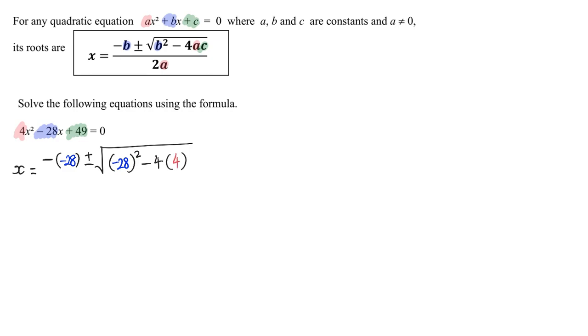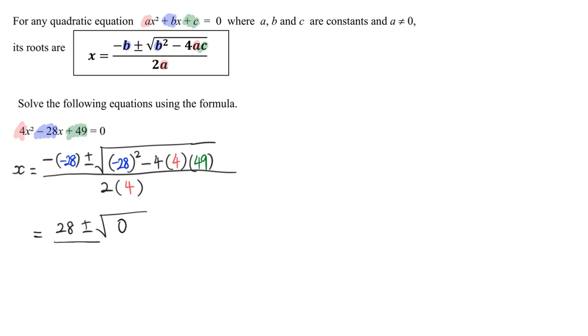A is 4, C is 49, and the whole thing over 2A. Okay, then I continue to simplify. Negative 28 will be positive 28. I'm going to plus minus the square root of 0, and the whole thing is over 8.